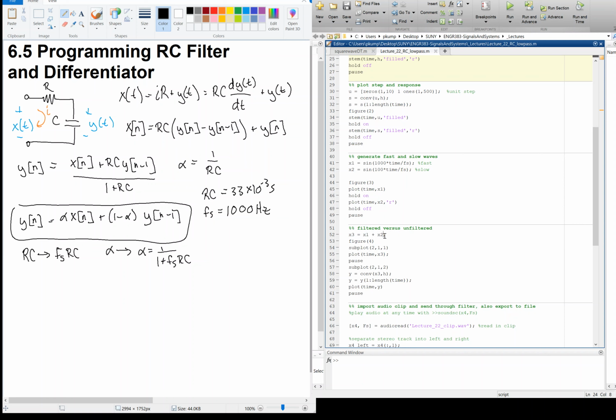So here's our unfiltered signal. We receive x1 plus x2, which is the sum of the two waveforms. And then how do we filter it out? Well, we take that received waveform x3 and we convolve it with the impulse response. That's sending it through the RC circuit, right? But just in a program. And then I'll plot that to show you what that does.